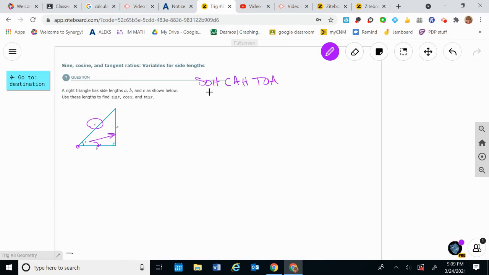So here we go. Sine is opposite over hypotenuse. Sine x, opposite a over hypotenuse c. Cosine of x, adjacent over hypotenuse, b over c. And tangent of x is opposite over adjacent.